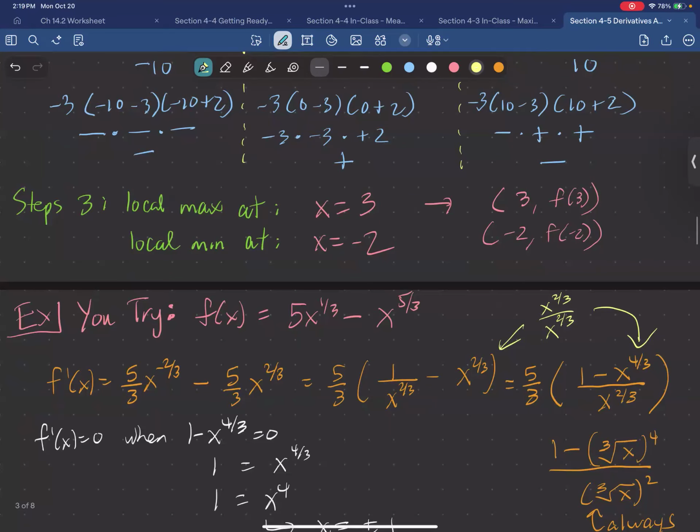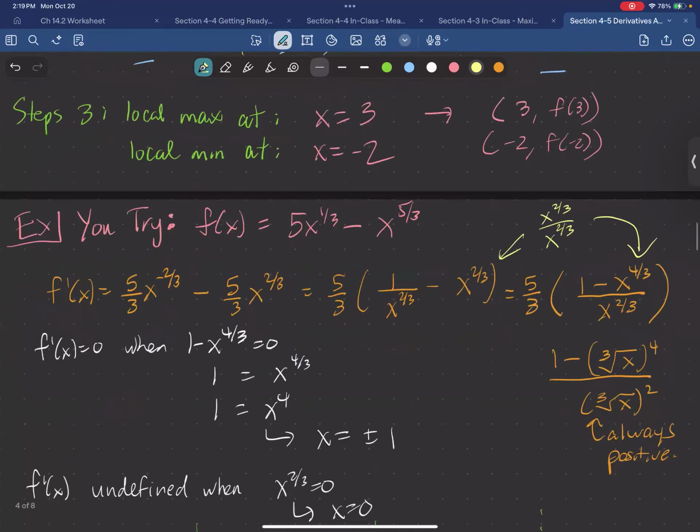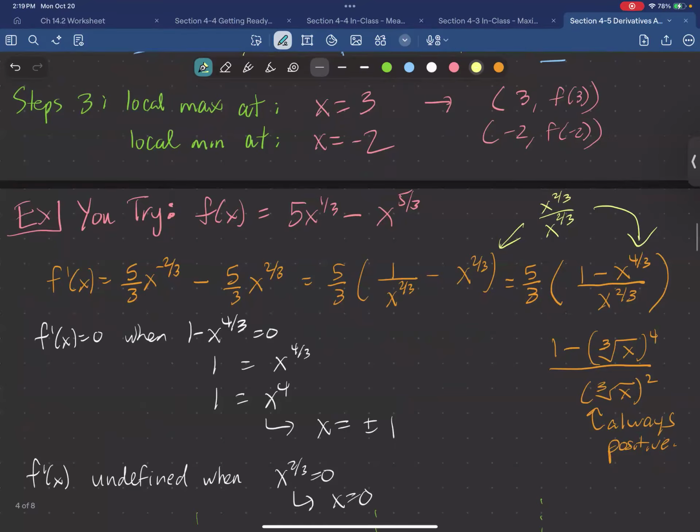So when the top equals 0, we've got a critical point or critical value. When the bottom equals 0, we have a critical value. So I set the top equal to 0, and I solve, and I find that x equals plus or minus 1. And I set the bottom equal to 0, and that's just 0. That's where it's undefined.